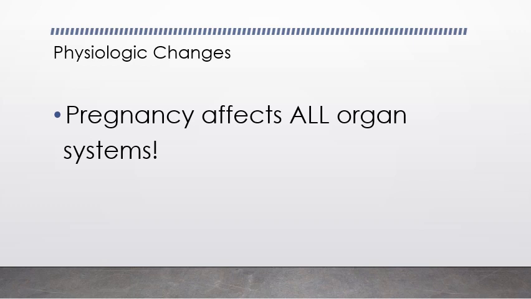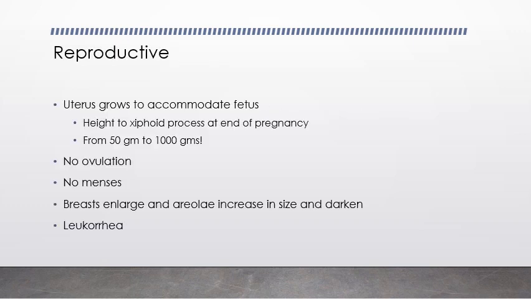Pregnancy affects all organ systems, and we'll go through some of these pretty quickly. First of all, we all know that pregnancy affects the reproductive system. The uterus grows to accommodate the fetus. It goes from being about a 50-gram organ to over 1,000 grams. It's pretty big. It puts on a lot of weight.